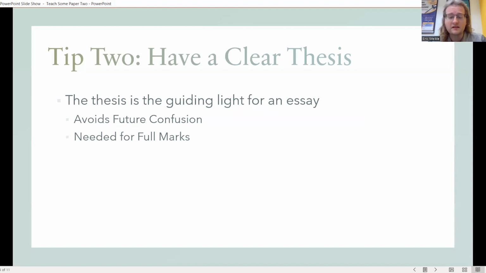If you ever have the sense that you're lost during your essay, that the writing is kind of muddled, you're just putting down words, that's a sign of a weak thesis statement. And last but not least, for full marks for paper 2, in terms of your organization, in terms of the points that you are making, a clear thesis is required.